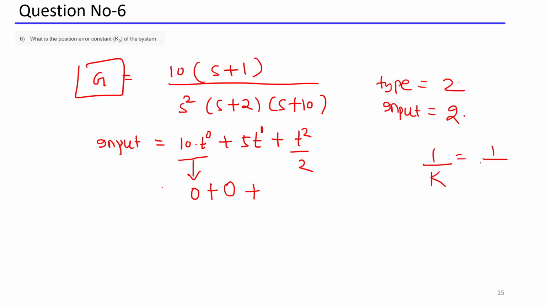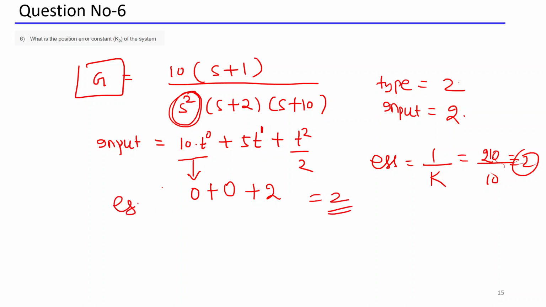So 1 divided by what is the steady state gain? Forget about the s square and put s equal to 0 everywhere. So 10 divided by 20, this will be k. You just find out k. So 1 divided by k, 10 by 20, so the answer will be 2. So here we add 2, so the answer will be 2 only. So this is the steady state error.